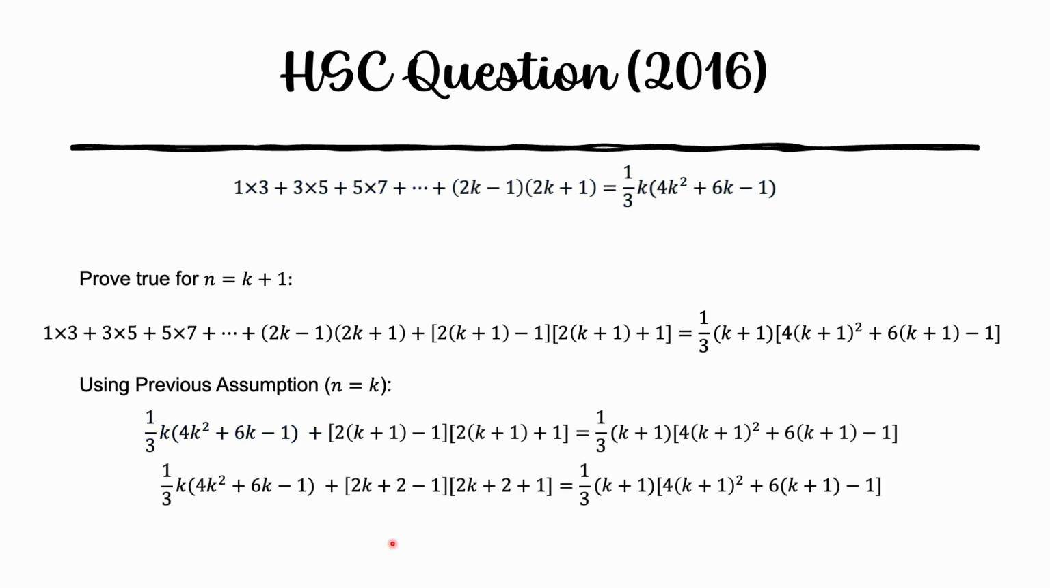Now, simplifying this a little, not much, we've just gone with the k plus 1s here, and we've just timesed them by the 2. So we've got the 2k plus 2 and the 2k plus 2 here as well.